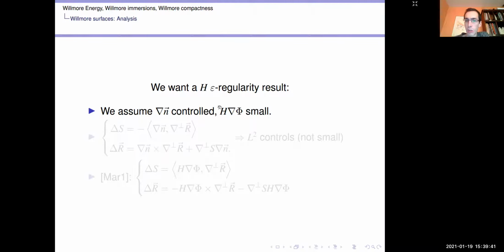So I only control in a small manner the trace part. Why h nabla phi? Well, it's because we want this term to have the same scaling properties as nabla n, and so we need h nabla phi.